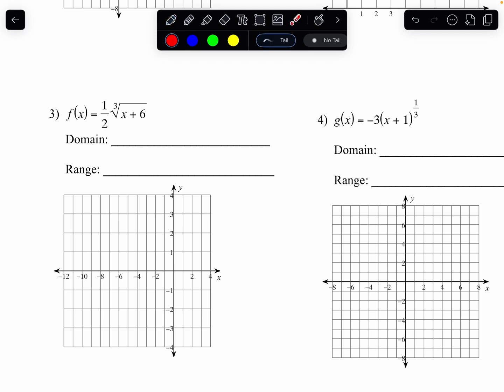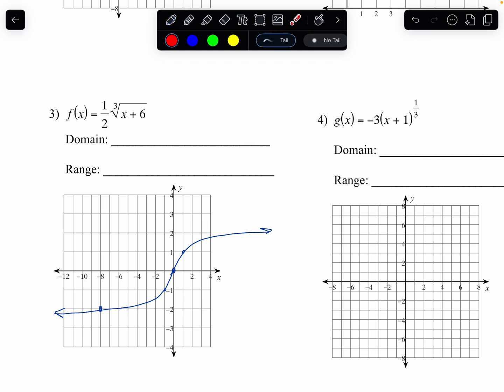Okay, but we do have two transformations here. This is going to be shifted to the left 6. Well, let me graph the parent function first. The parent function for the cube root of x is going to look like this. So that's what it's going to look like.